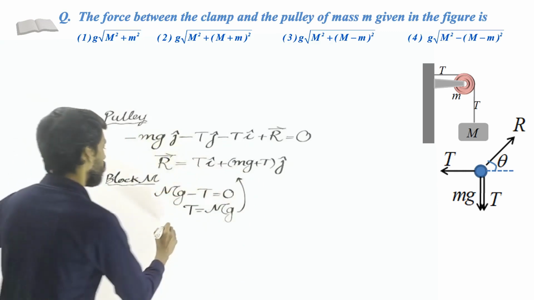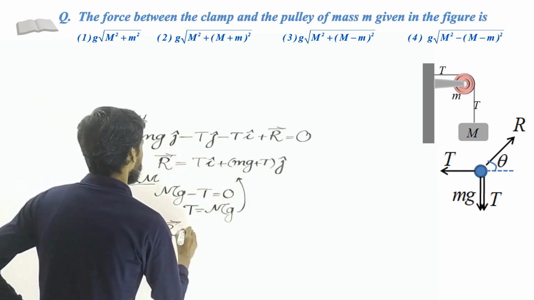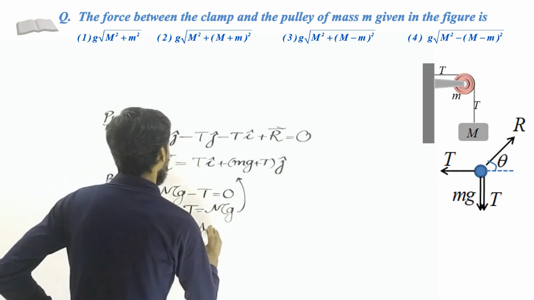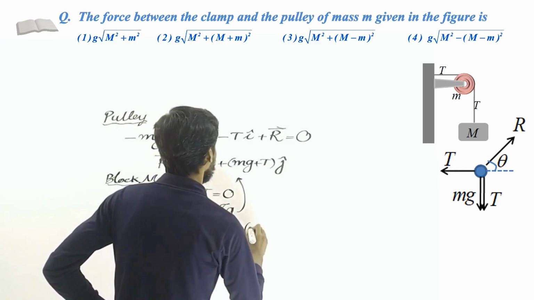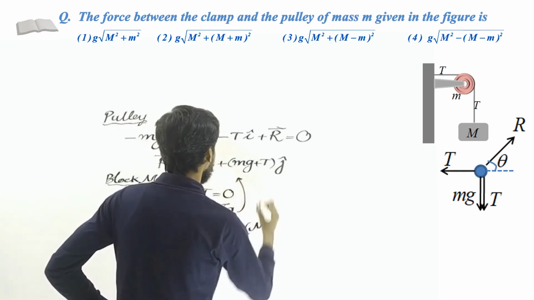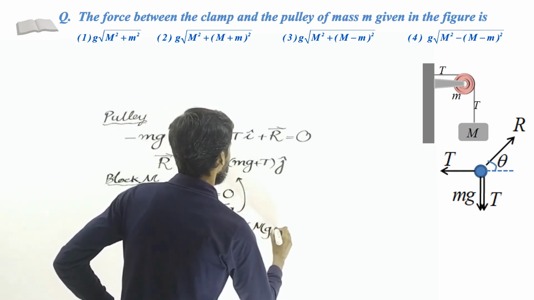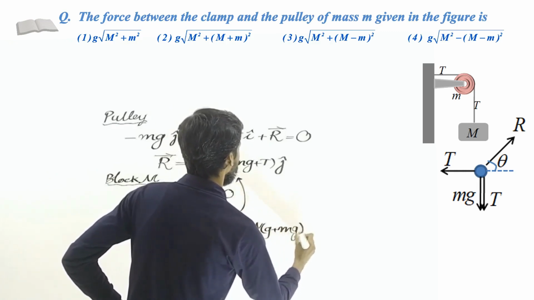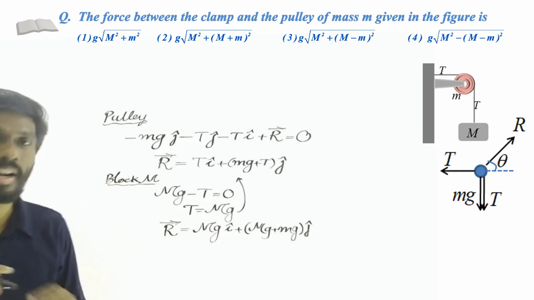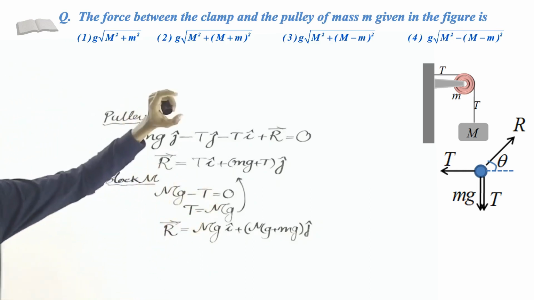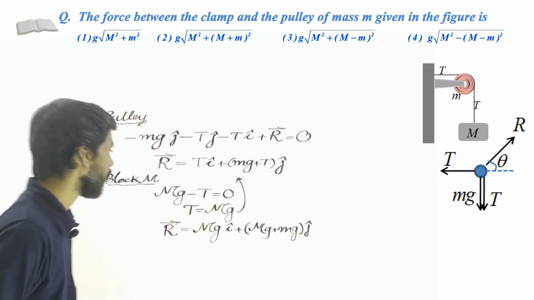So R vector equals mg i cap plus, this T is mg, plus mg j cap. So that is our required reaction force, or the normal force between the pulley and the clamp. Okay, so that is the answer.